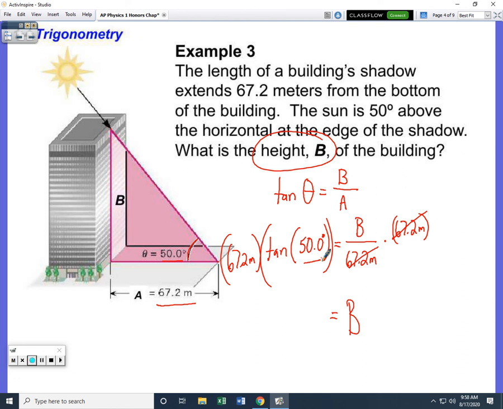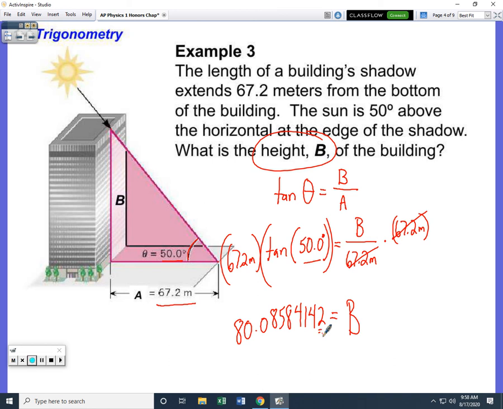So I would type in 67.2 multiplied by the tangent of 50 degrees. Hit enter and I get 80.0. Actually, I'm going to write all of the numbers here: 80.0858 4142. Now I definitely don't know the height of the building all the way out to that particular precision.